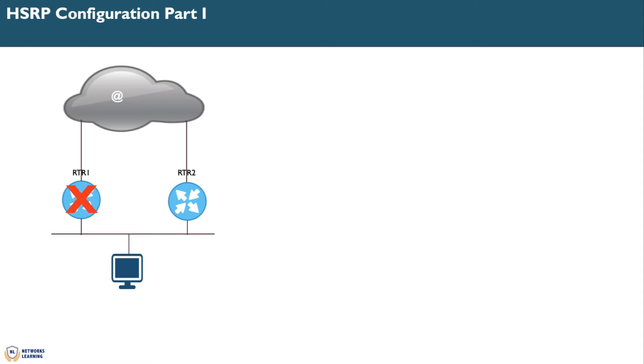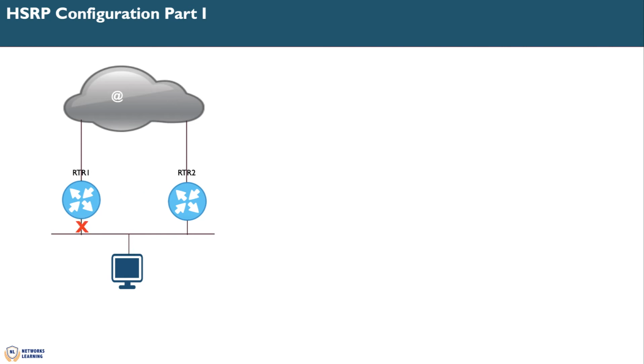Now what HSRP brings to the equation is a virtual gateway. So this virtual gateway is an IP address that is sitting on router 1 and also on router 2. But through HSRP negotiations, only one router will be active, whereas the other will be on standby. This can be hard-coded also using HSRP priorities. But at the end of the day, only one router will be active and forwarding traffic. In this example, router 1 is the active router, and this is the one forwarding traffic.